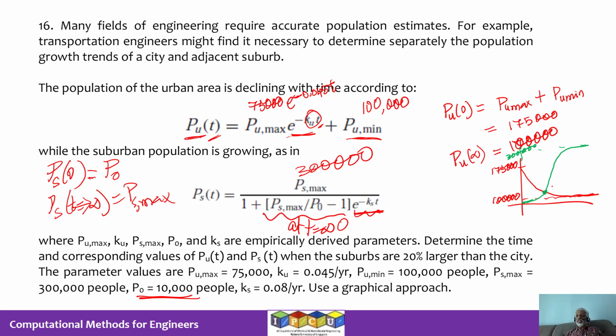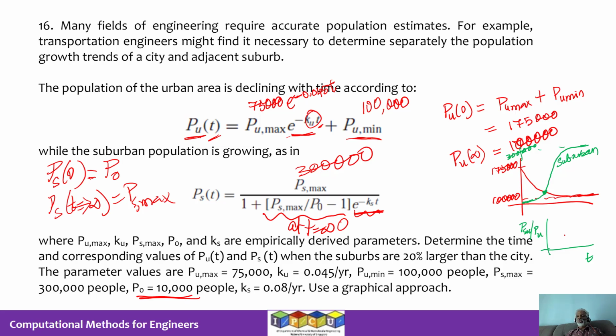And there will be a point where the suburban population, which is in green, will be 20% more than the urban population. So we can in fact plot the ratio of P suburban by P urban. Once you have the data for urban population for year 1, year 2, year 3, year 4, year 5 till, let's say, year 150, and you have the same thing for the suburban population, we can divide the corresponding entries and draw this ratio as a function of time.